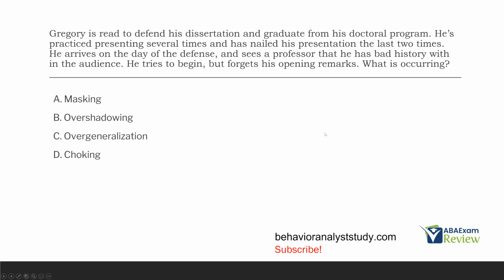So, what is occurring here? A, masking. Think of masking and overshadowing as two very similar ideas, both having to do with stimulus control. Masking, it's already established. Overshadowing, we're attempting to establish it.